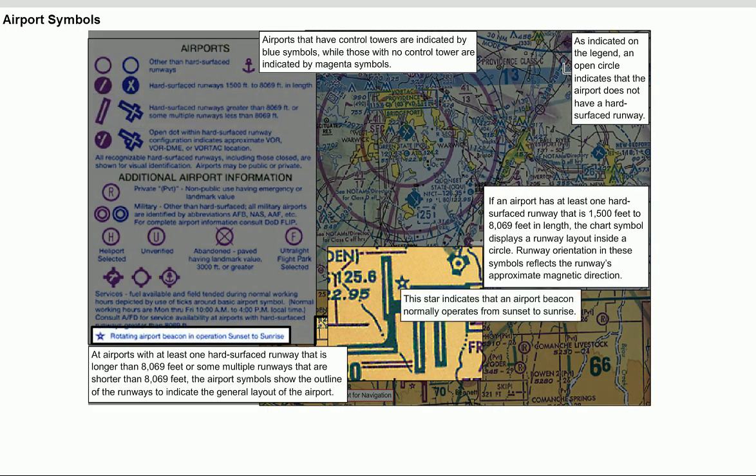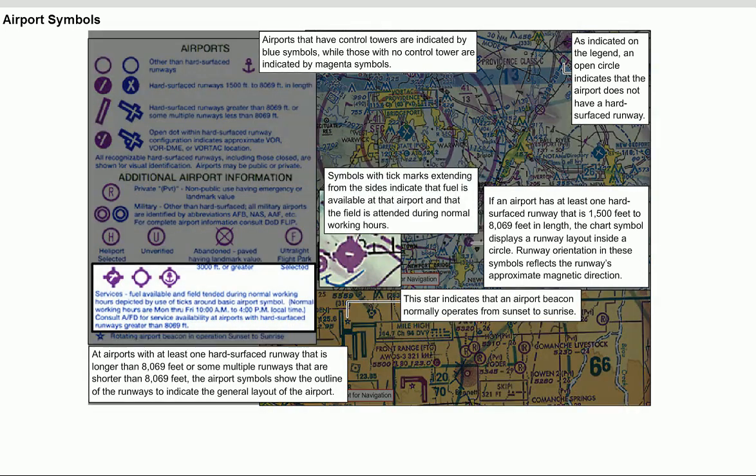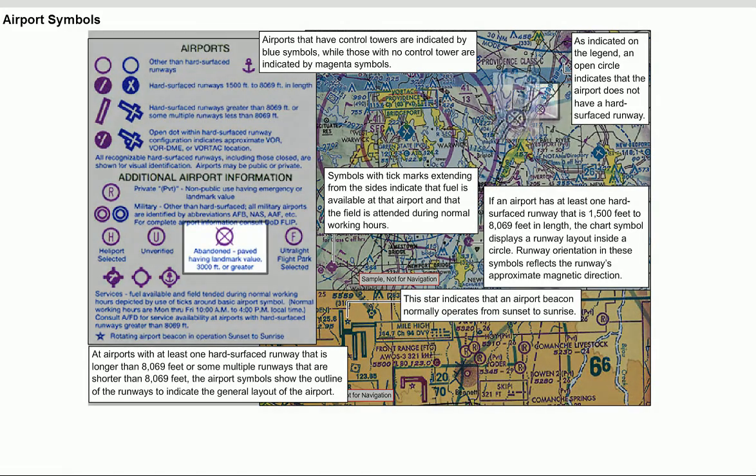This star indicates that an airport beacon normally operates from sunset to sunrise. Symbols with tick marks extending from the sides indicate that fuel is available at that airport and that the field is attended during normal working hours. Normal working hours are Monday through Friday, 10 a.m. to 4 p.m. local time.